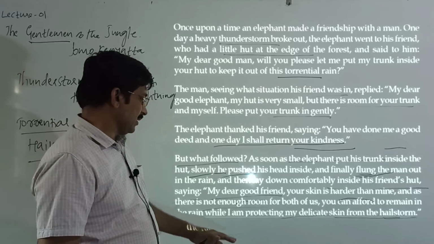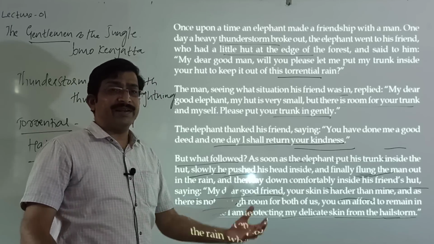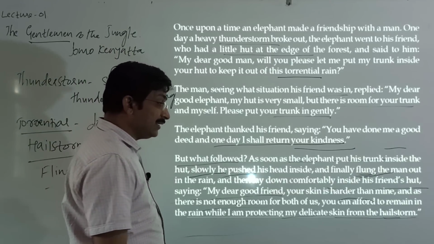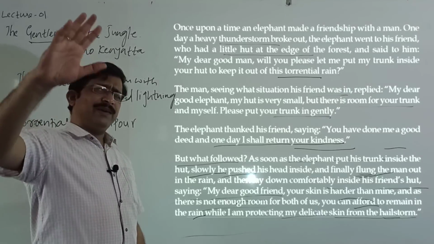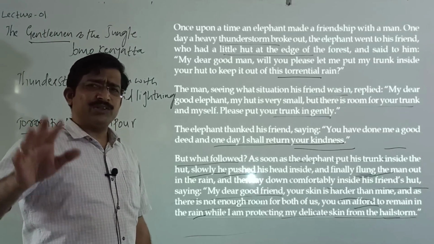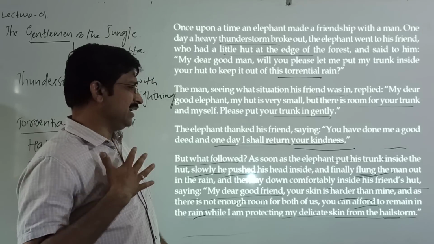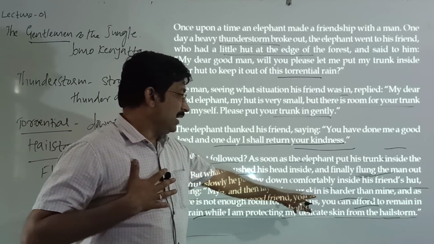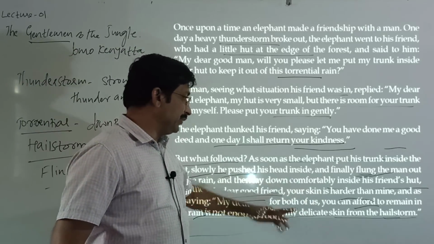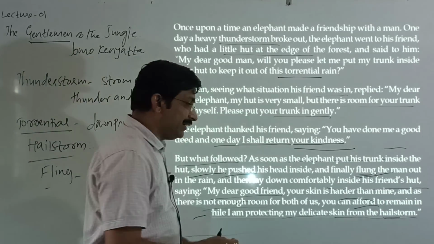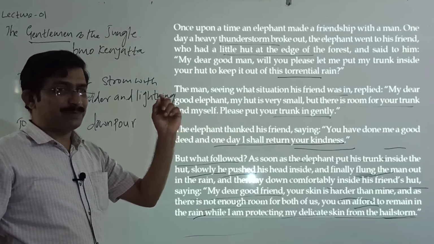because it's a small hut, there is not enough space for both of us. We cannot stay together over here because it is very small. You can afford to remain in the rain. You can feel very happy. You are very comfortable and can afford to stand in the rain. But I cannot, because I am very delicate. My skin is very delicate. Your skin is harder than mine. So you can afford to remain in the rain while I am protecting my delicate skin from the pellets of ice pieces.